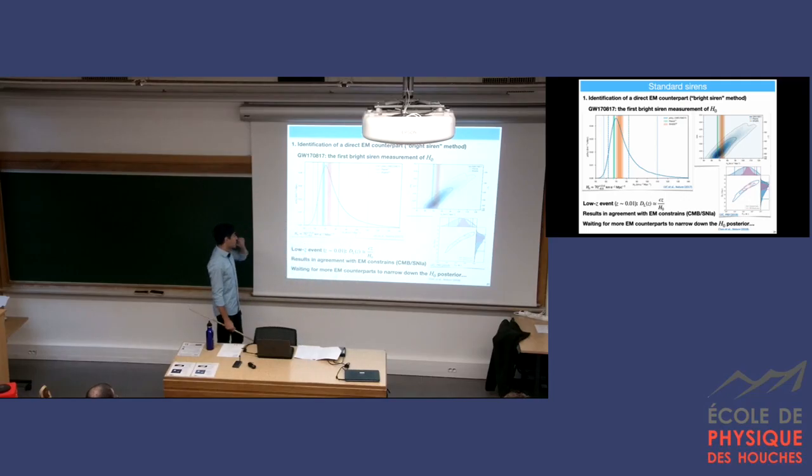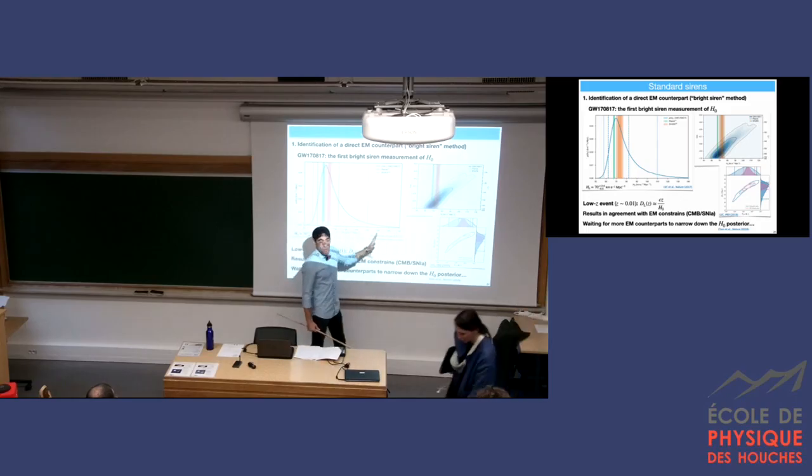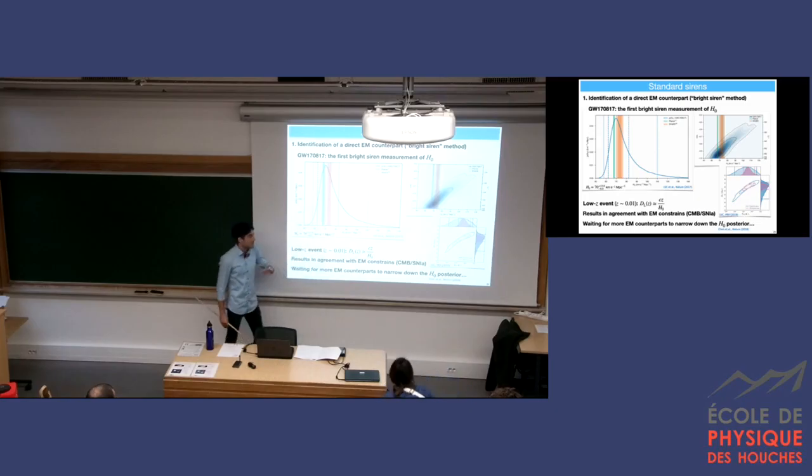Some things that I want to stress here. So first of all, I think that in principle, this curve here could have peaked anywhere in between this range. So I think it's remarkable that with just one event, we see something that is in the region where other electromagnetic observations are pointing us about the value of H0.